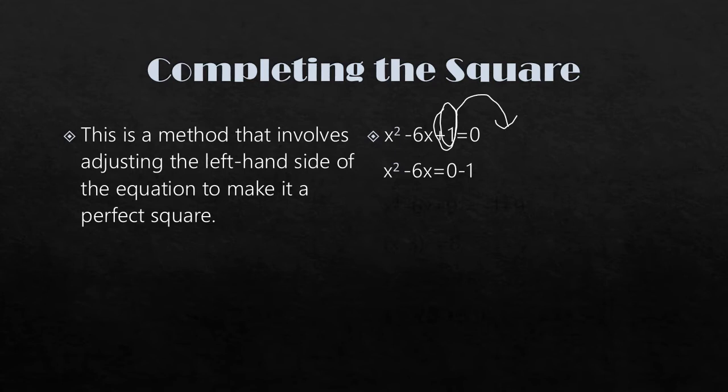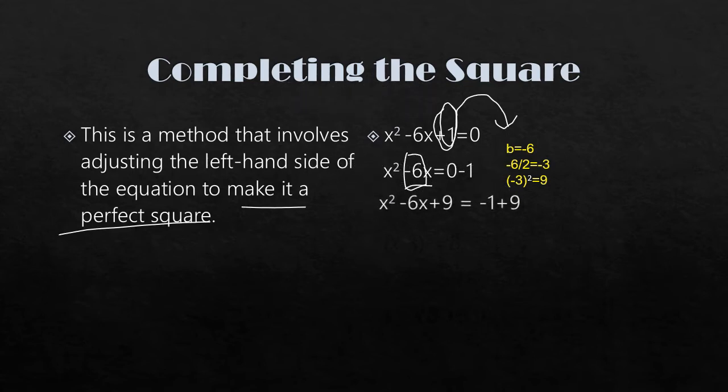Next, we need to take the coefficient of x here, which is negative 6, divide it by 2 and square the result. Why do we need to do this? Because we want to have a perfect square on the left-hand side of the equation. So add 9 to both sides of the equation, we get x squared minus 6x plus 9 equals negative 1 plus 9. As we discussed before, this can be simplified to x minus 3 squared equals 8.